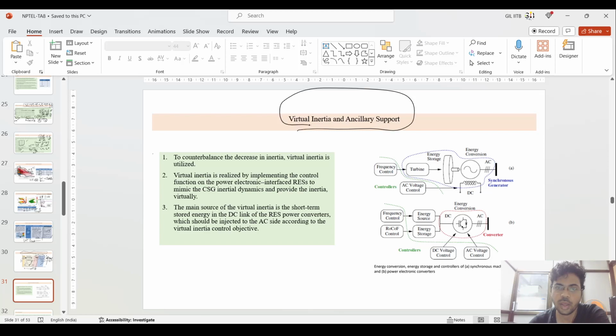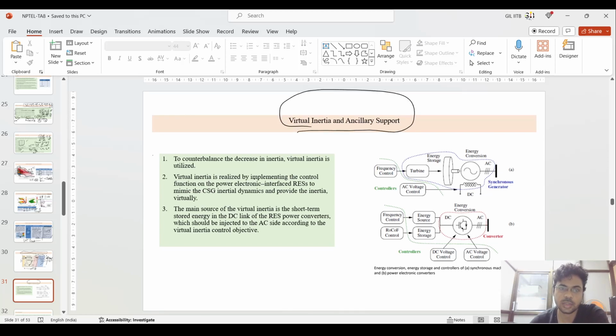Okay, thank you. Let's move forward to virtual inertia and ancillary support. This virtual inertia concept matters because if RE penetration increases in the future, we will have inverter-based resources in large amounts. Virtual inertia is realized by implementing a control function on the power electronic interface of the RES, to mimic the CSG inertial dynamics and provide inertia virtually.